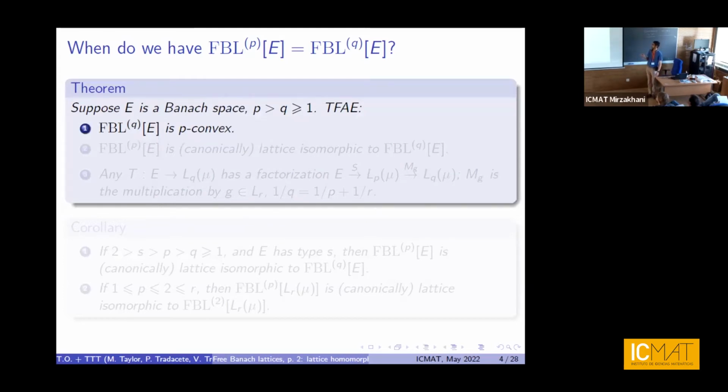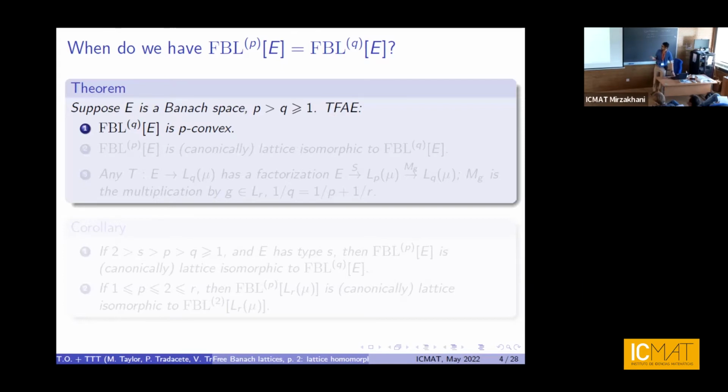So essentially we want to determine in what conditions we can vary this exponent P versus Q. To answer this, it turns out that we have the following theory. For a Banach lattice, let's say we have a Banach space E, and let's say we have P and Q, so that P is greater than Q, and as usual, Q is greater than or equal to 1. Then the following statements are equivalent.